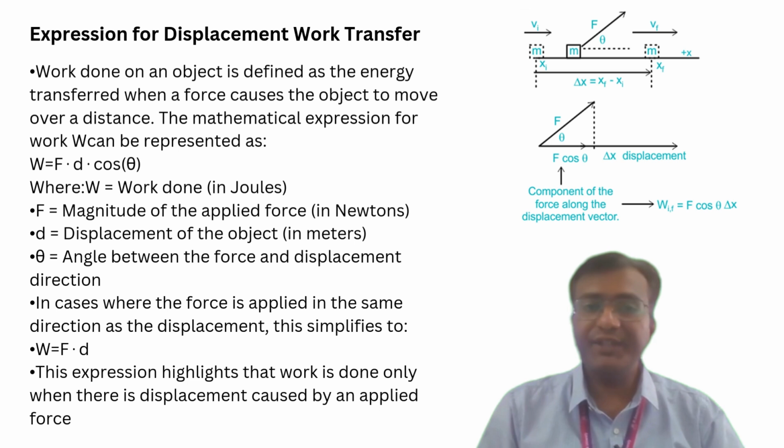To illustrate this, consider the example of pushing a box across a floor. If you apply a force to the box and the box moves, then you are doing work on the box. The amount of work done depends on the magnitude of force you apply, the distance the box moves, and the angle between the force and the direction of motion.